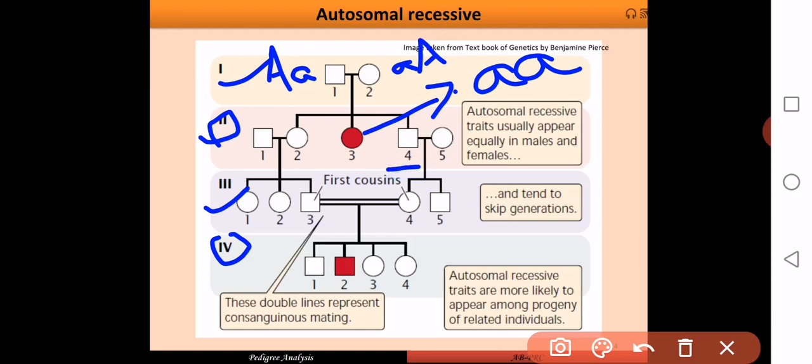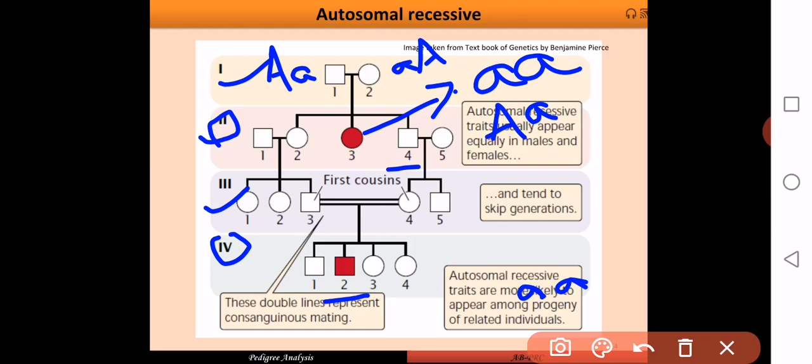Let's check individual 4. It is possible to have capital A for individual 4. It is possible to have a capital A from one of the parents and either small a or capital A from the other parent. In both situations, this individual will be healthy. So that's also satisfied.